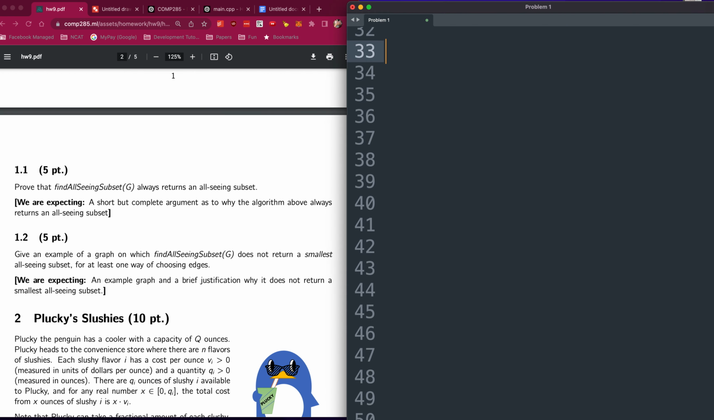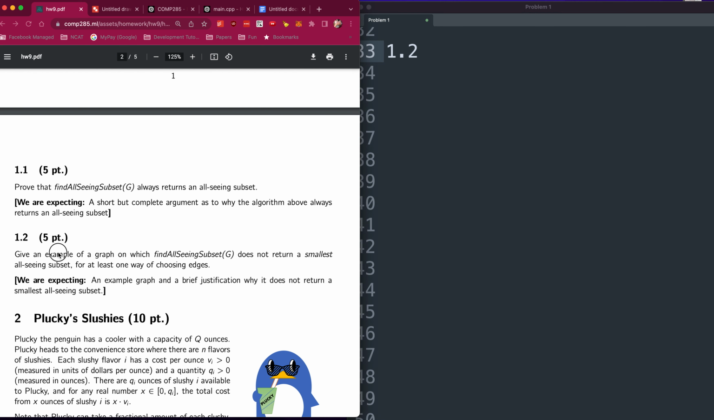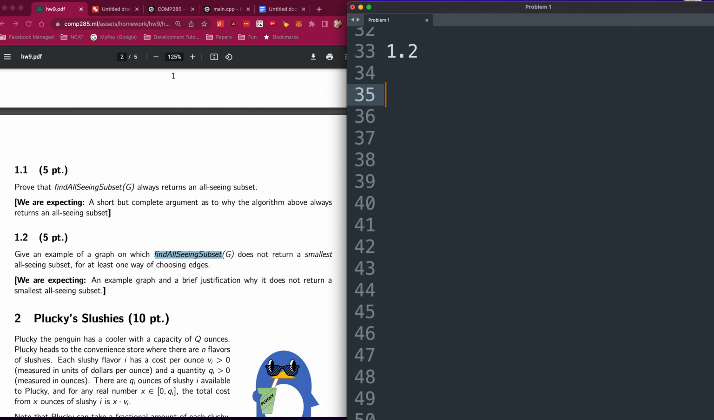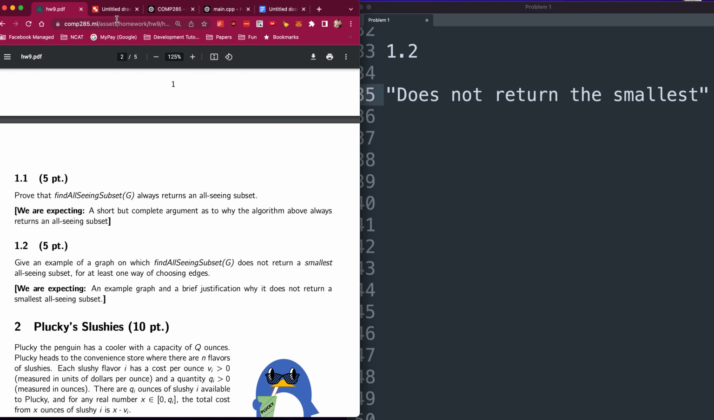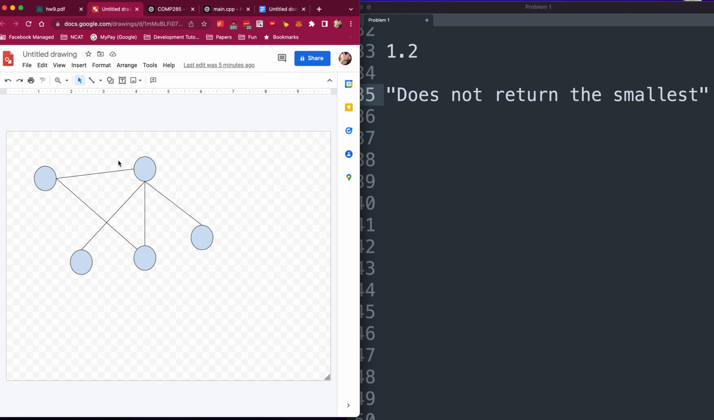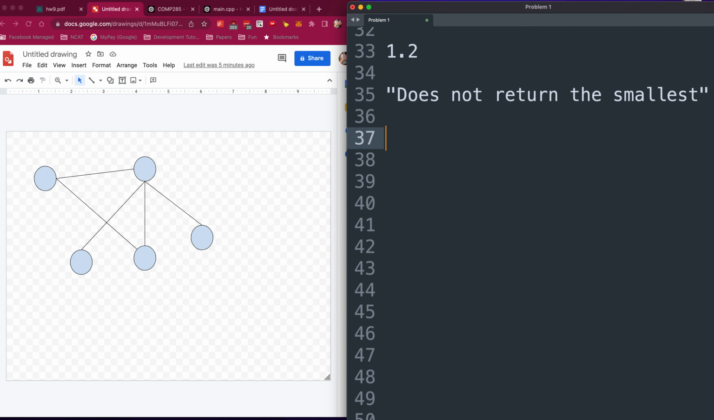But now what you want to consider as well is 1.2, which is give an example of a graph where find all seen subset does not return the smallest all seen subset, right? So this is actually a greedy algorithm that's wrong because it does not return the smallest all seen subset, okay? And all we're looking for here is an example graph and a brief justification why it does not return the smallest all seen subset. And again, I don't tell you how to pick the edges, right? So you can assume the algorithm, for some ordering of edges, will return the wrong answer.